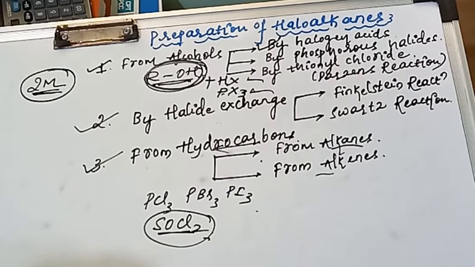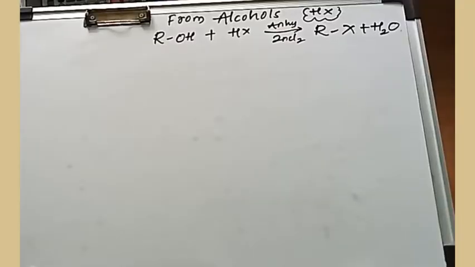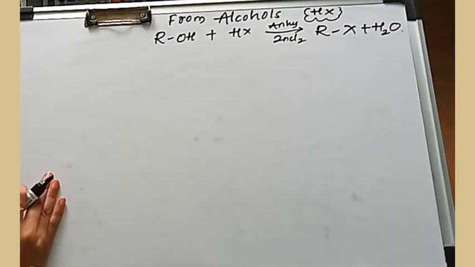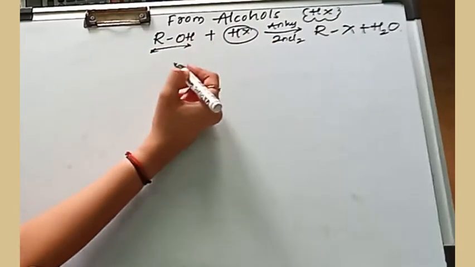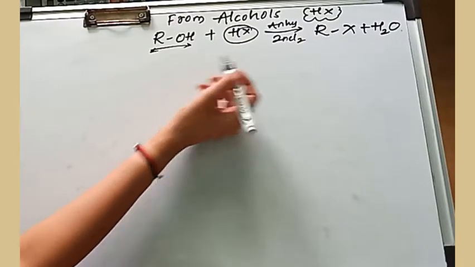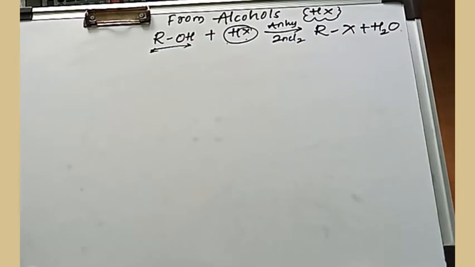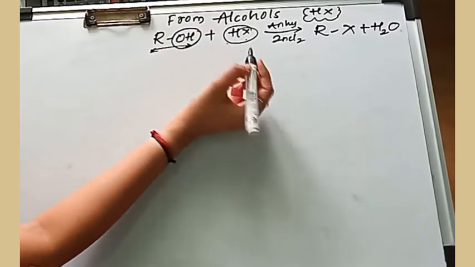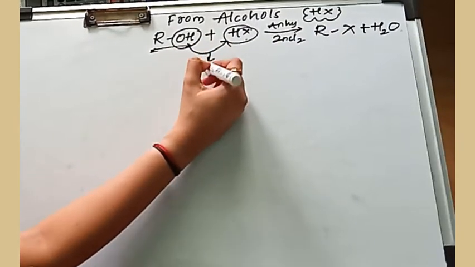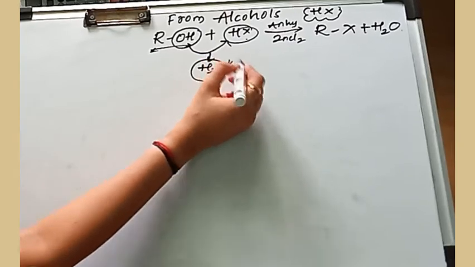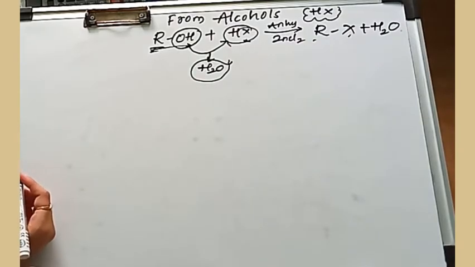The first method is from alcohols. Whenever an alcohol reacts with the halogen acid, which is represented as HX, in presence of zinc chloride, you are going to get a haloalkane. The OH of this alcohol is replaced with the X, that is, this OH and H will combine and there is a removal of a water molecule. This R and X will combine to form RX. R is nothing but the alkyl group.